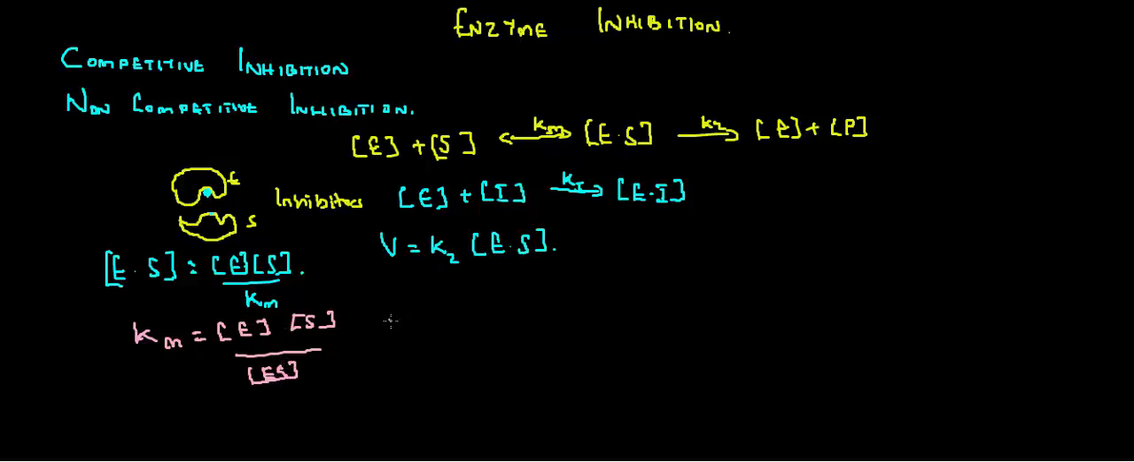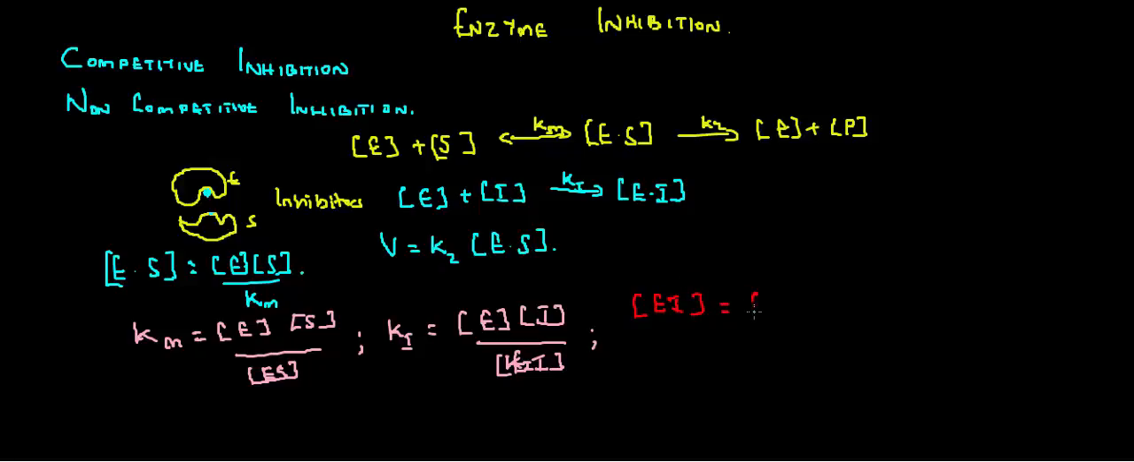Now if I'm dealing with KI now, you agree with me that KI will be equal to E times I over EI. Now if it was EI I was looking for, I'd have EI equal to E times I over KI. It's almost the same thing. It's just that wherever you see S, you put I.